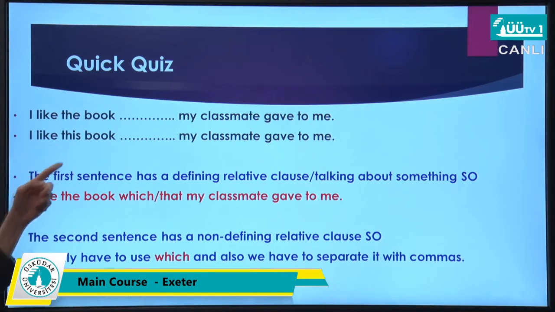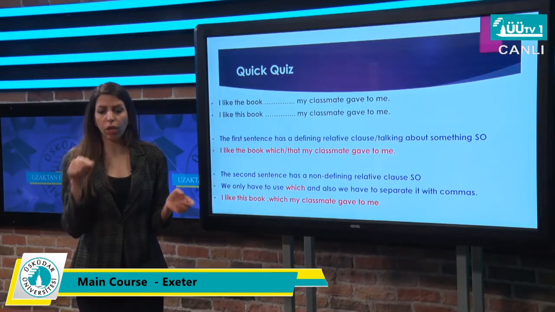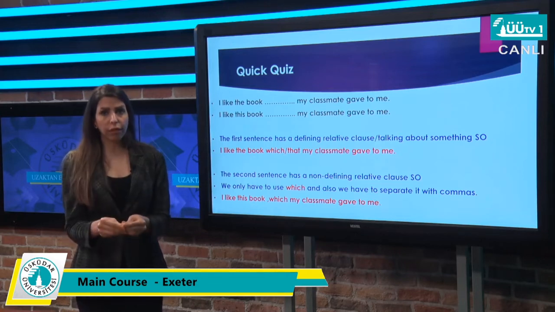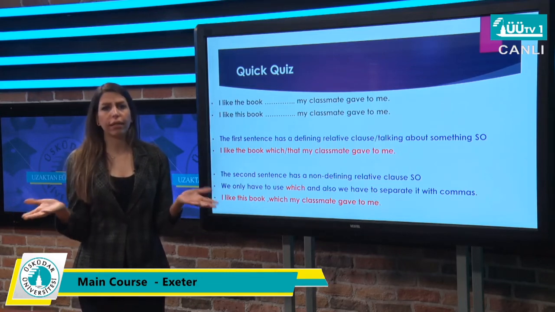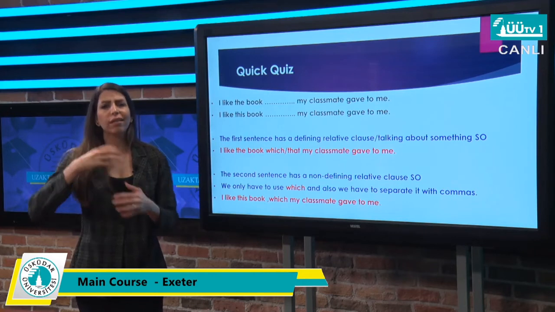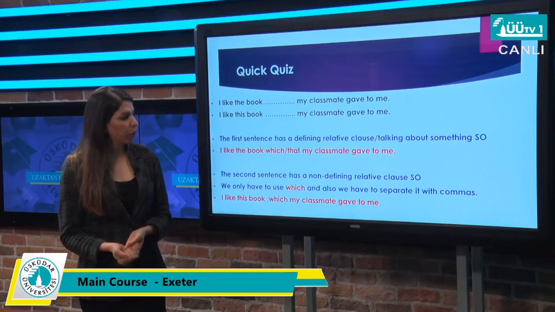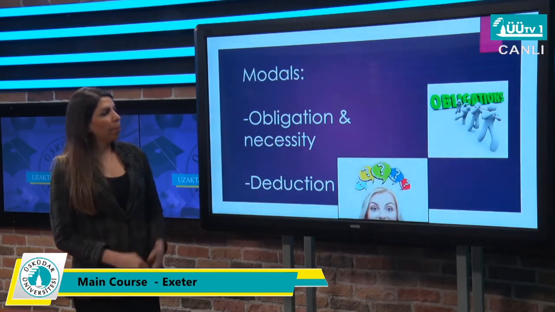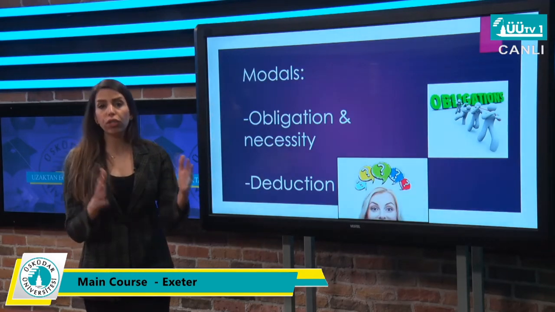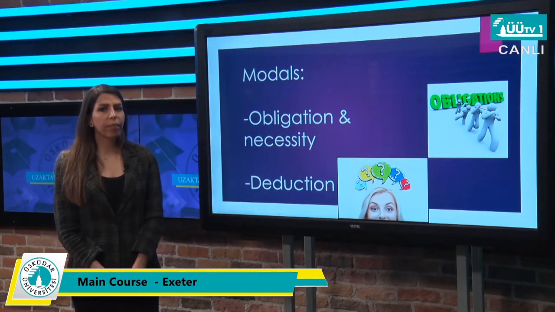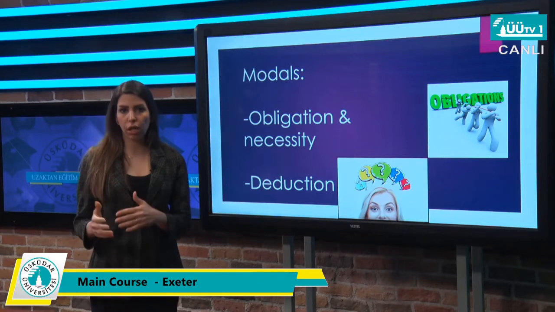But the second sentence, I like this book. So it is completely clear which book you are talking about. So this is a non-defining relative clause, and the first part is totally clear and meaningful. The second clause just gives you extra information. Perfect. That was the first part, Unit 6 of your Language Leader, which was talking about relative clauses.